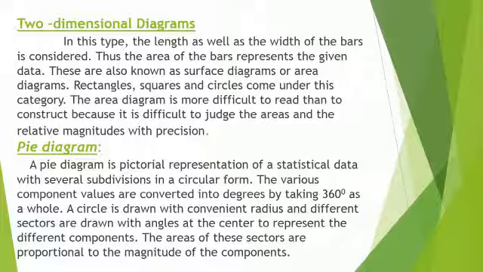The most important method in the two-dimensional diagram is the pie diagram. Another name is circular diagram. A pie diagram is a pictorial representation of statistical data with several subdivisions in circular form. Various component values are converted into degrees by taking 360 degrees as the whole, because the angle of the circle is 360. The circle is drawn with a convenient radius and different sectors are drawn with angles at the center to represent the different components.